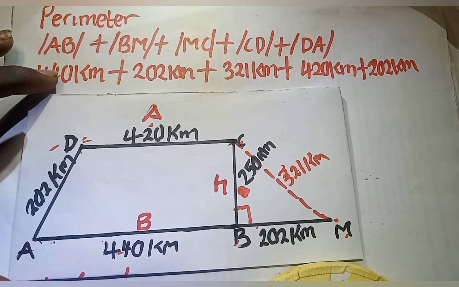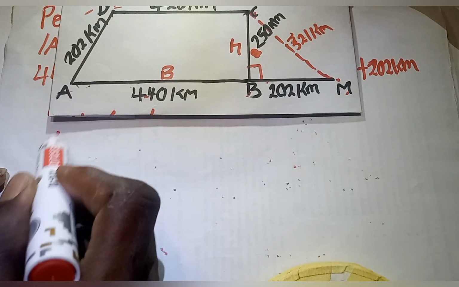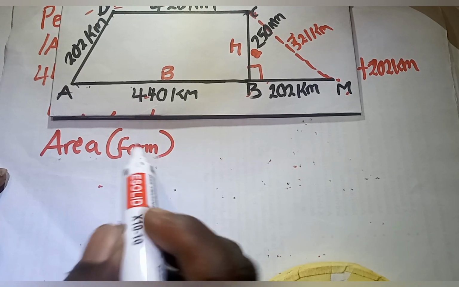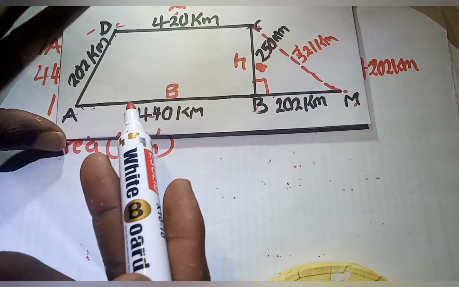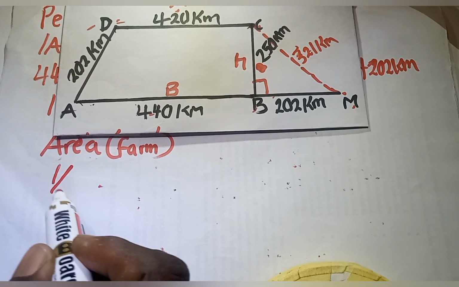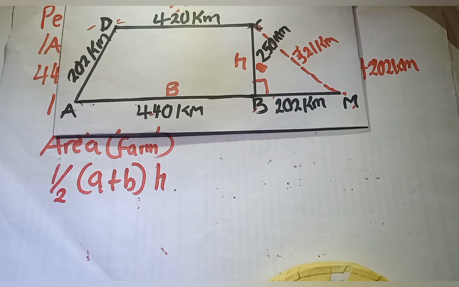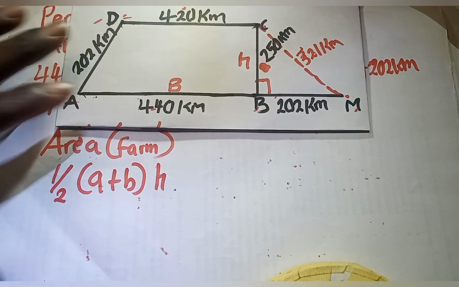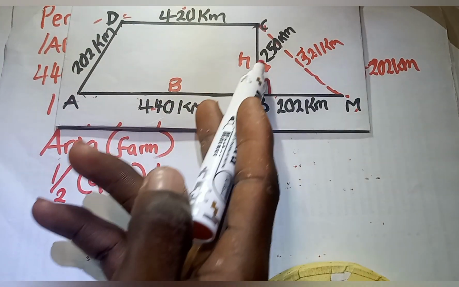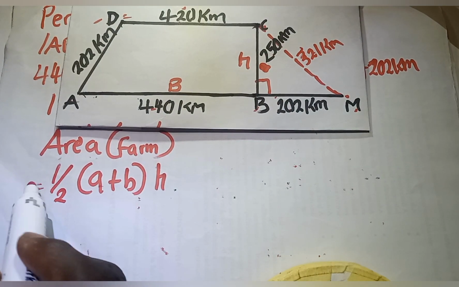Don't forget the formula of a trapezium. You know that the shape of the farm is a trapezium shape, so you can easily calculate the area of the farm by using 1/2 (A plus B) multiplied by the height. That is the formula for the area of a trapezium. Don't forget what I called your A: your A is 420 kilometers, B is 440 kilometers, and you have your H as 250 kilometers. Just substitute the values and you get your area.